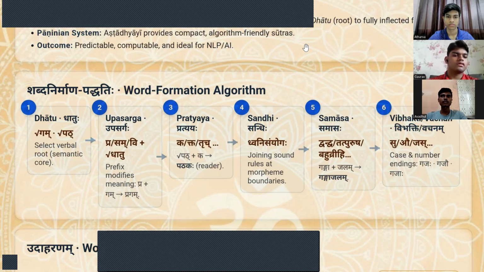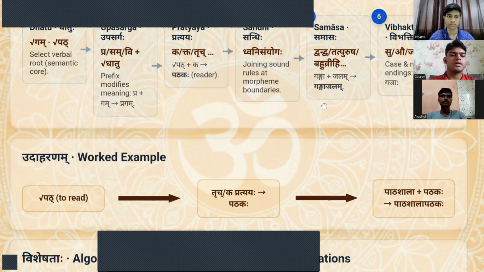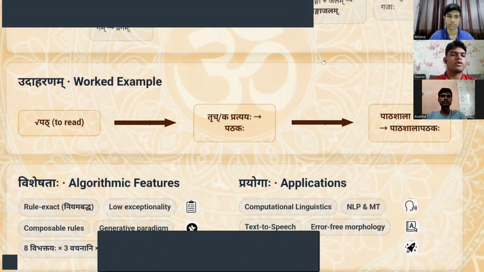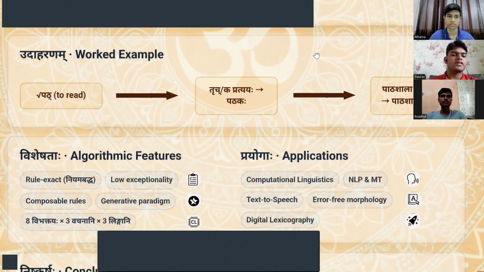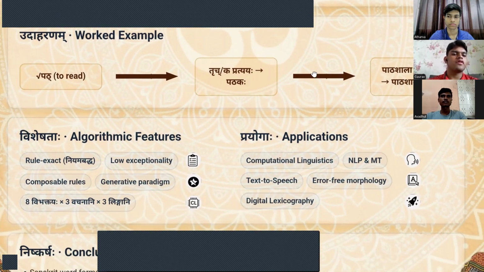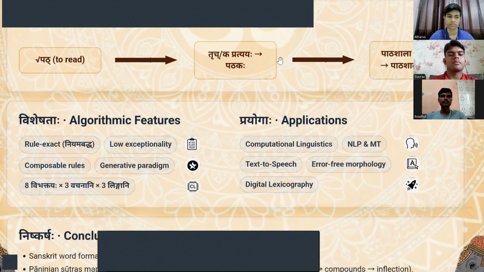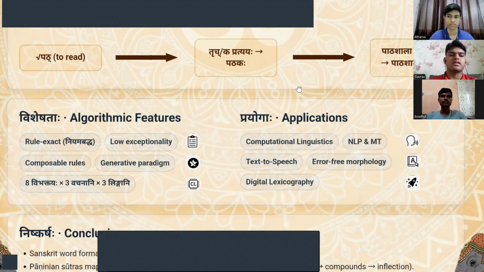So, let us now see the features and applications of the systematic word formation process. First one is rule exact, which is niyam baddha. Every word formation follows strict grammatical rules. This makes the process predictable and systematic, like a computer algorithm. Second is low exceptionality. Very few exceptions exist, unlike many modern languages. Sanskrit maintains uniformity, making it easier to apply rules universally.